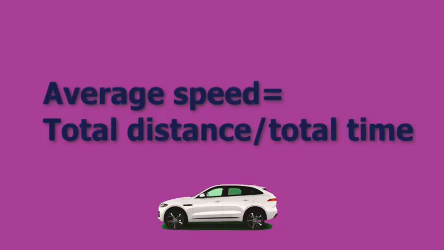But in the case of non-uniform speed, it is difficult to calculate the speed of the object at every time. So we calculate average speed. Average speed is equal to total distance divided by total time.